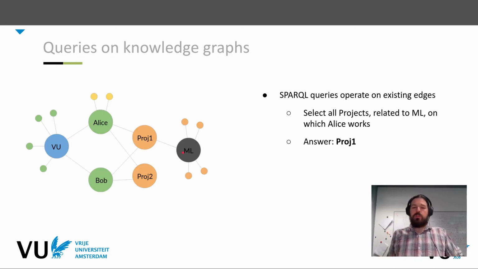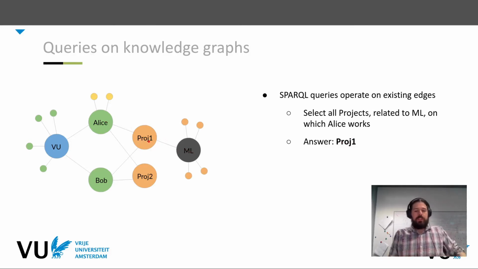What we can now do is use a language called SPARQL, and what you can do with that language is answer queries like the one here. You can basically select all the projects which are related to machine learning on which Alice works. So the answer here is project 1, right? Alice works on that project. That project is related to machine learning, and so you find the answer.